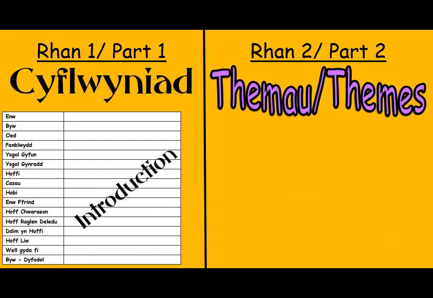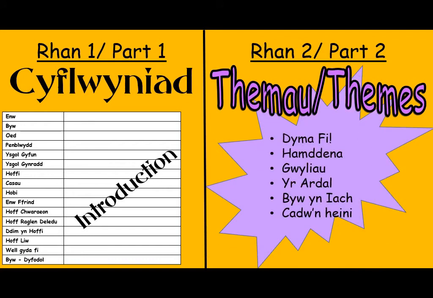The second part will be a theme of your choice, a theme that you've studied so far, either in Key Stage 3 at some point, or this year as part of your Welsh lessons. You can see a list here on screen of some of the examples of the ones you might have studied. Dyma fi, all about me, hamdden, leisure, gwyliau, holidays, ardal, all about your area, byw'n iach, eating healthily, and cadw'n heini, keeping fit. You will be expected to discuss both parts for your presentation, and this will be your introduction and a theme.